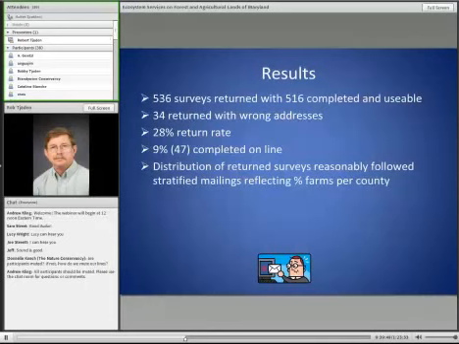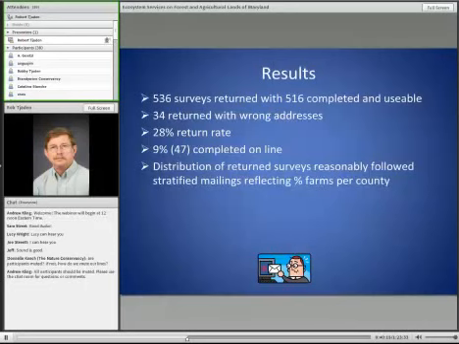And much to our surprise, we only had 47, or about 9%, complete the survey online. We were hoping that would be a little bit higher, but it wasn't. And the distribution of the returned surveys reasonably followed the stratified mailing, reflecting the percent farms and forest per county. So we thought we really had a good representative sample of our population.